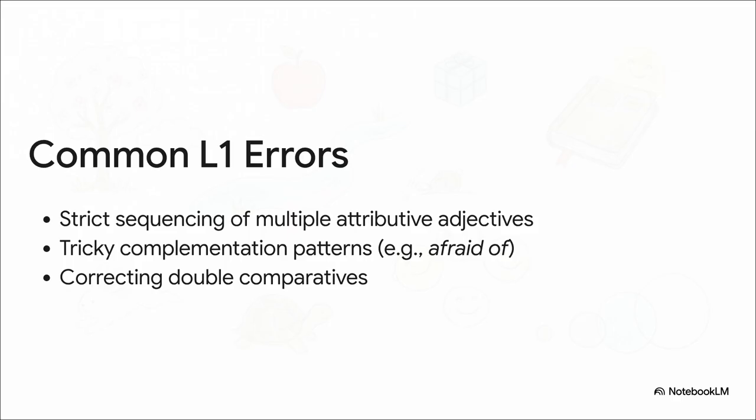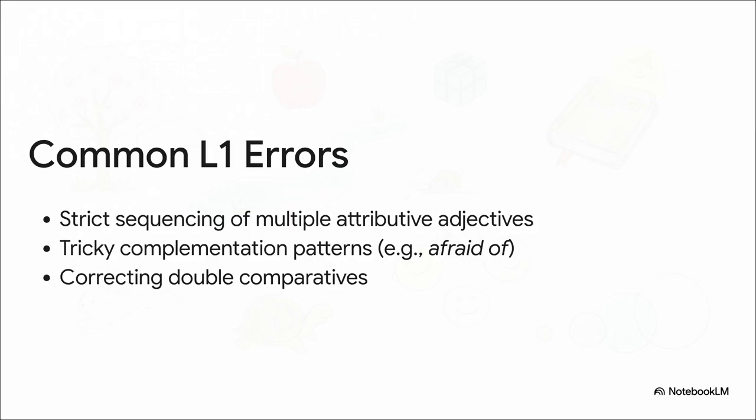But at higher levels, students profoundly struggle with the strict sequencing of multiple attributive adjectives. We practically have to drill the Asas comp rule into their heads: opinion, size, age, shape, color, origin, material, purpose. That's how we naturally produce a crazy phrase like "a beautiful, small, old, round, red Italian wooden dining table."